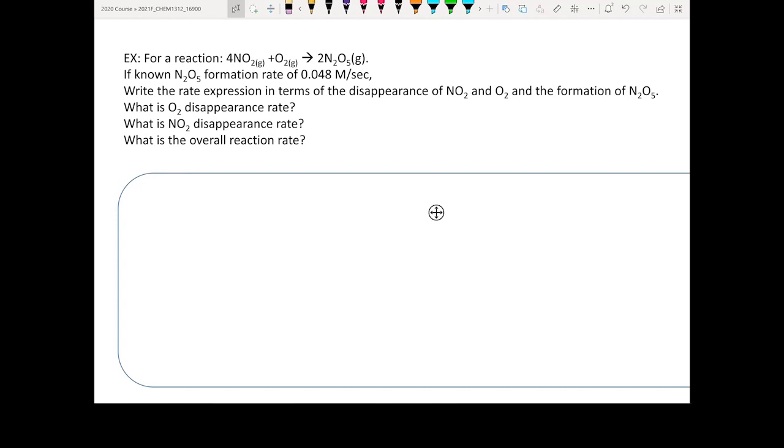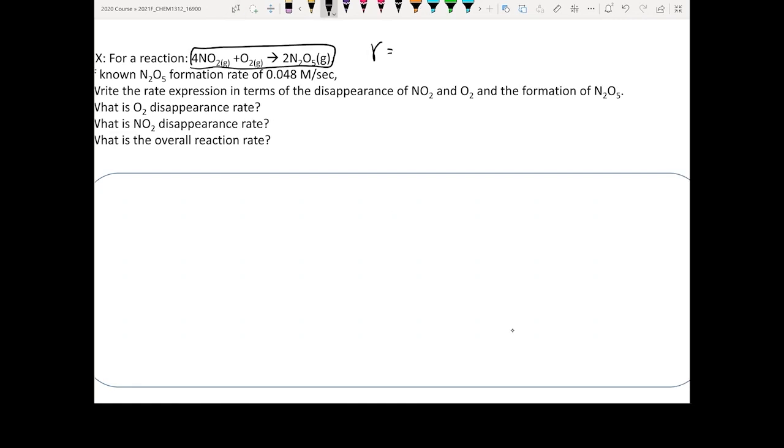write the rate expression in terms of the disappearance of NO2 and O2 and the formation of N2O5. And then you want to calculate what is the O2 disappearance rate, what is the NO2 disappearance rate, and what is the overall reaction rate. The question looks very complicated, okay, but it is not. The way you do it is just write down.